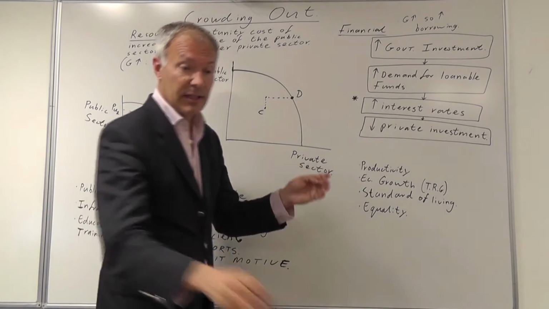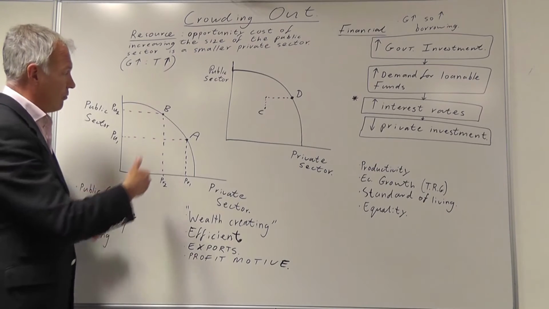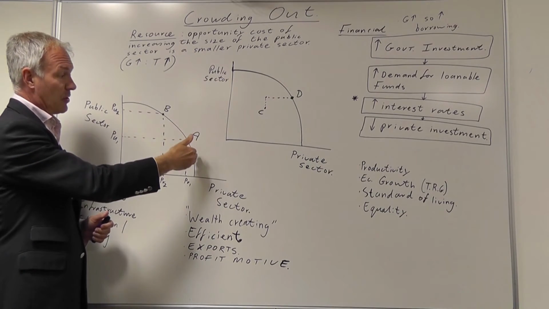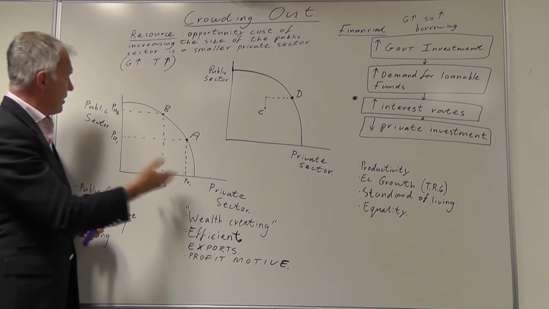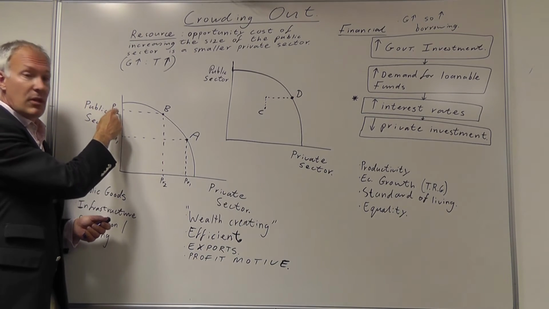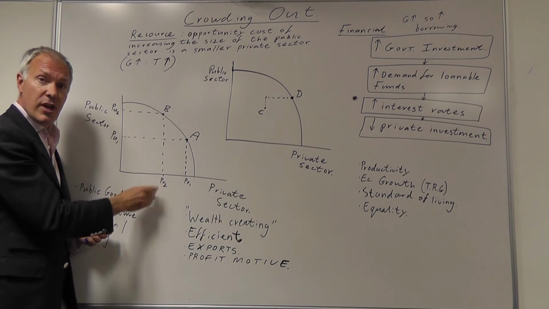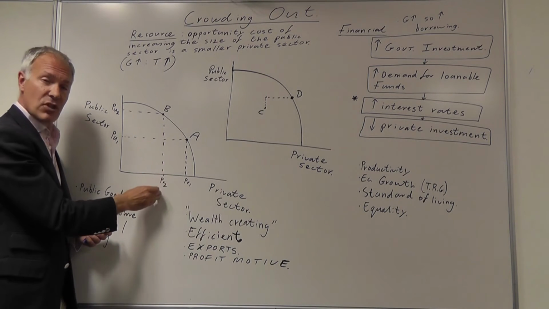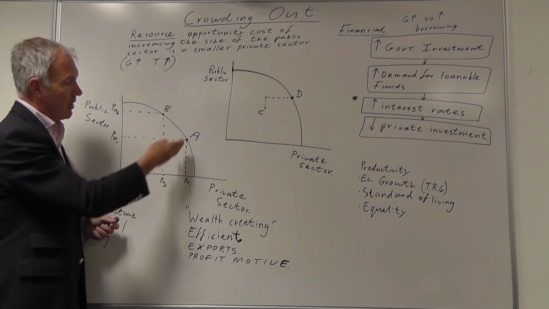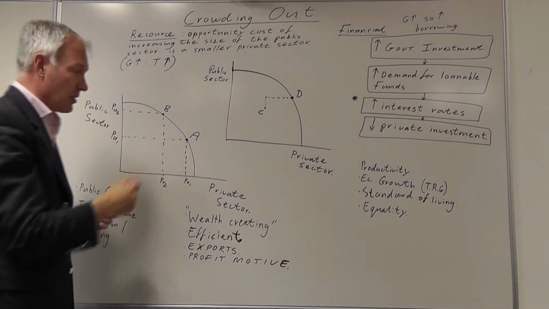So we can illustrate this with a PPF diagram. If we've got our output here, potential output, if the public sector gets bigger, we go from PU1 to PU2, then the private sector will get smaller. It'll have a smaller share of the national cake, a smaller share of resources. Okay, so we shift from A to B. And this has big implications.